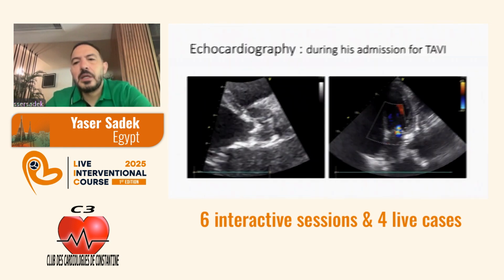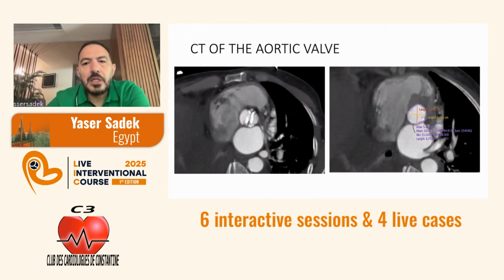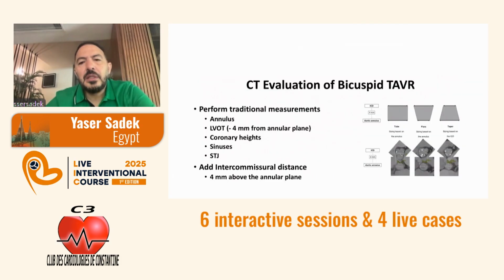And this is her echocardiography, and you can appreciate here the mean gradient. And you can appreciate here, this is a type 0 bicuspid aortic valve. As you can see, this is her CT. And you can appreciate we have three types of bicuspid aortic valve: tubular, flared, and tapered. And you can measure the annulus in different ways, as Dr. Muhammad mentioned.